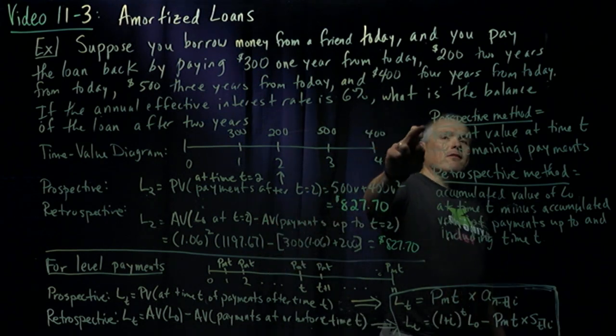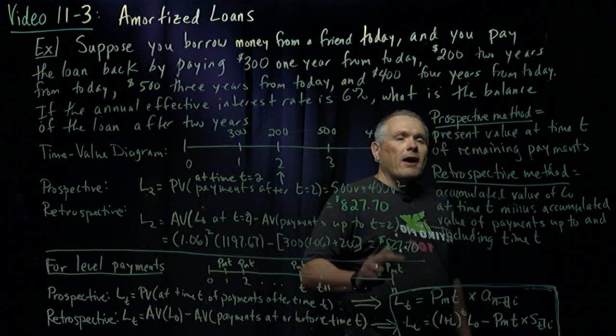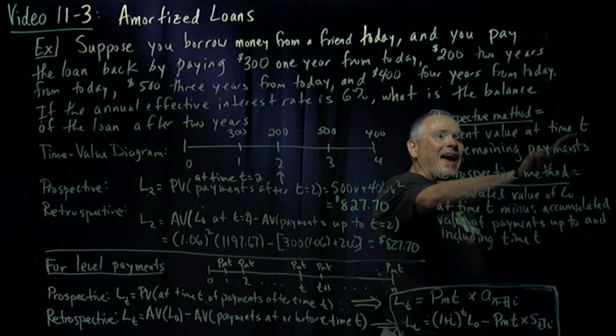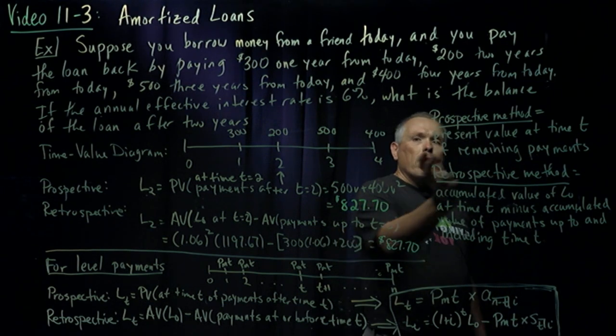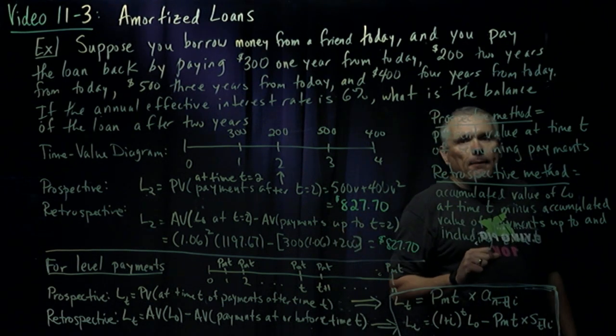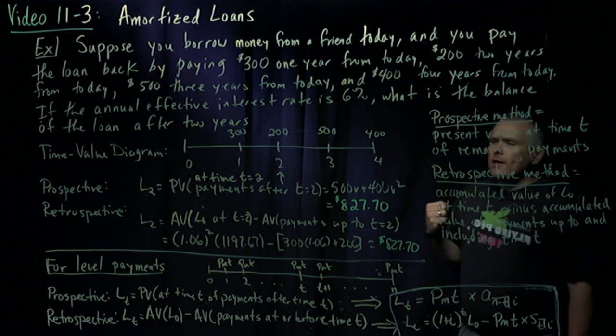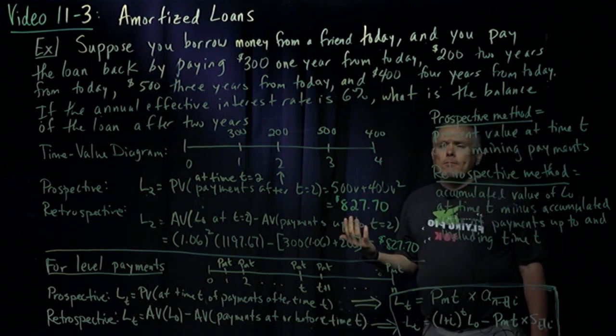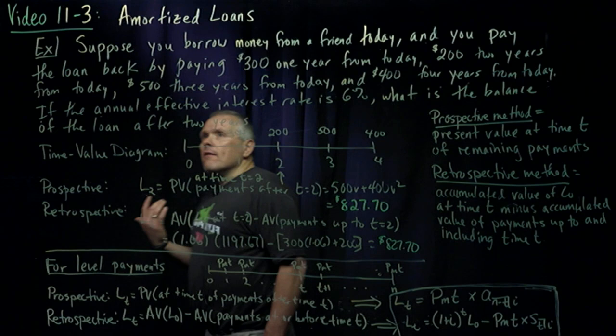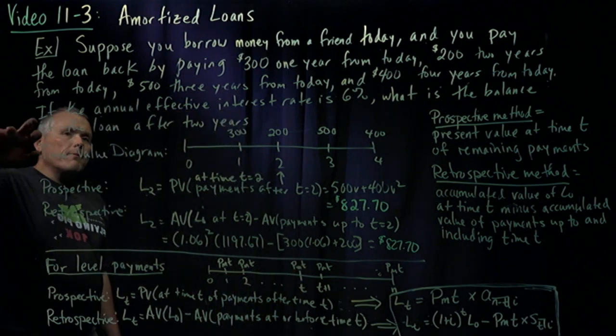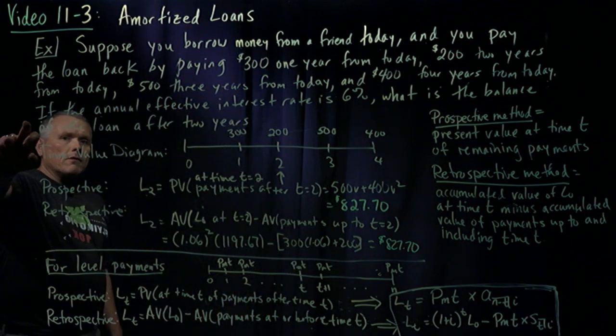So the prospective method of figuring out a balance at a given time is the present value at the given time of the remaining payments that are still to come. That's one way of looking at figuring out the loan balance. So let's go through that for this example. We want to know what's the balance of the loan after 2 years.